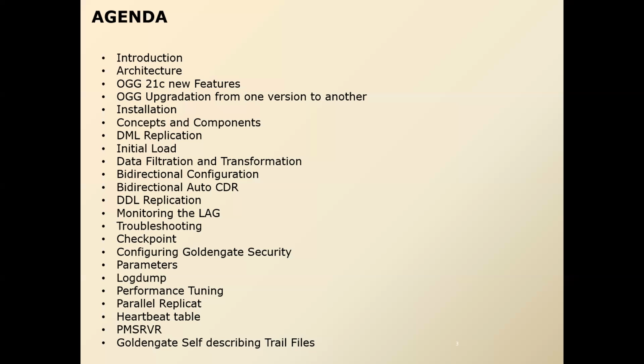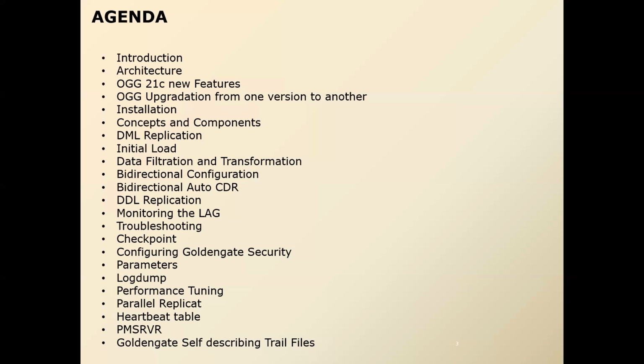Then Golden Gate also supports data filtration and transformation. That means you can filter out the transactions as per a requirement, and you can also transform the data. Then we discuss bidirectional Golden Gate configuration. Golden Gate not only supports unidirectional replication, it also supports bidirectional. Bidirectional means both the sides would be live.